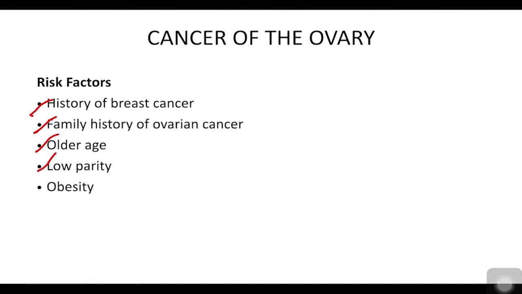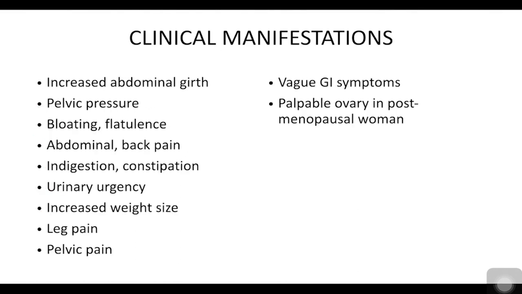Go to the next slide. Increase in abdominal girth. These are the signs. You have pelvic pressure, yung parang sumasakit din palagi, usually bloated and flatulent ang feeling. There is abdominal and back pain. There's indigestion and constipation. There is urinary urgency, bigla na lang naiihi. Increased weight size, sudden. Okay, there's leg pain, pelvic pain.